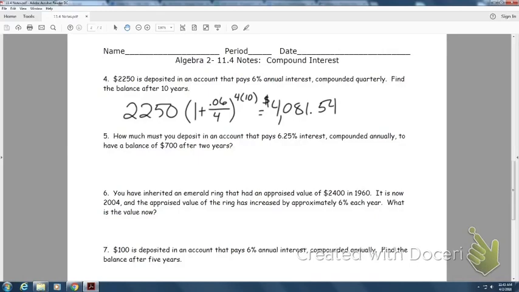All right, Lily, will you read number 5 for me, please? How much do you deposit in an account that pays 6.25% interest, compounded annually, to have a balance of $700 after 2 years? All right, we're going to tell you what's different about this problem than all the other problems we've done so far.